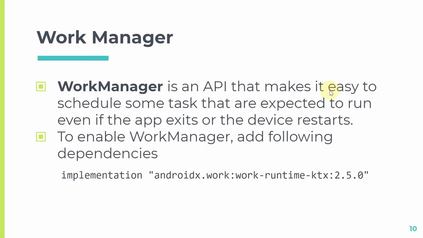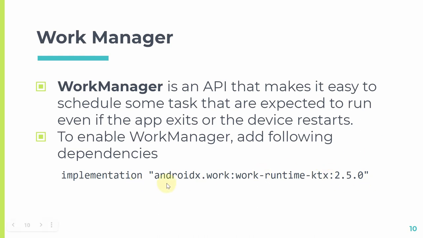Okay. Next, you already know how to create notifications from week 7, so I will focus more on the work manager. Okay, so what is work manager? It's an API that makes it easy to schedule tasks that are expected to run even if the app exits or the device restarts. So it means that the work manager manages a process that can run in the background even when your application is no longer active, and it will execute the process at the set time. Okay, so to enable work manager, you have to add the following dependency.